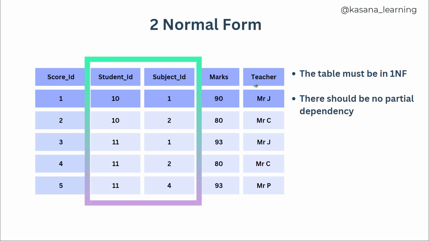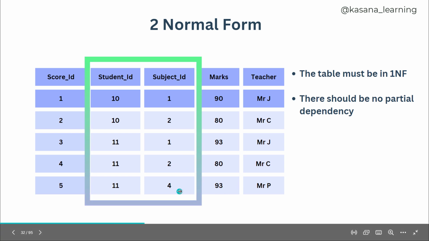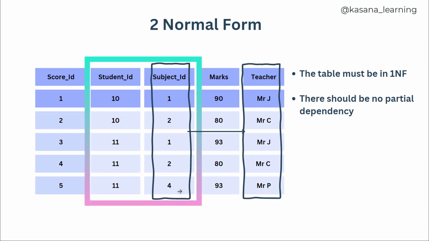You can see here this particular teacher attribute, it depends upon the subject ID alone. Only the subject ID is enough to determine this attribute, just because each teacher is assigned to each subject. Here you can see that Mr. J for 1, Mr. C for 2, and again Mr. J for 1, Mr. C for 2, and Mr. P for 4.